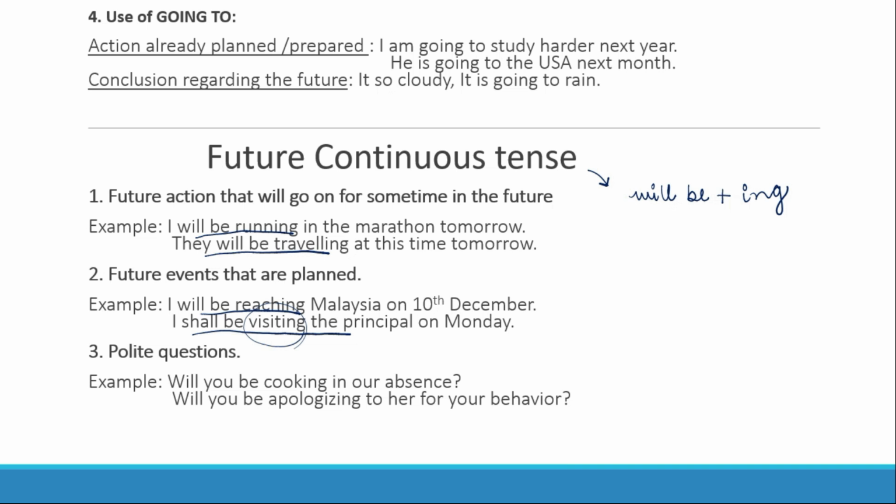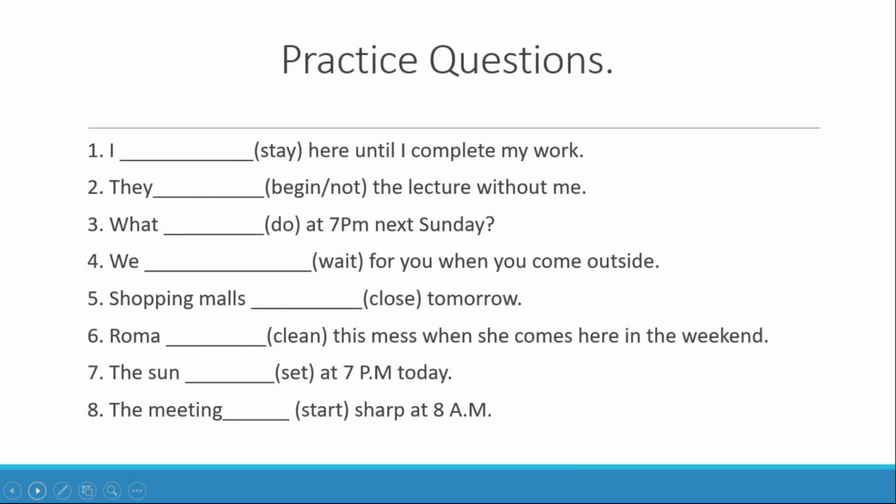Sometimes when you want to ask a polite question, then you will use this tense. Will you be cooking in our absence? So it's a polite question, right? Will you be cooking? Will you be apologizing to her for your behavior? So even when you ask polite questions, you will use the future continuous tense. So I hope you have understood, because now it is time for the test.